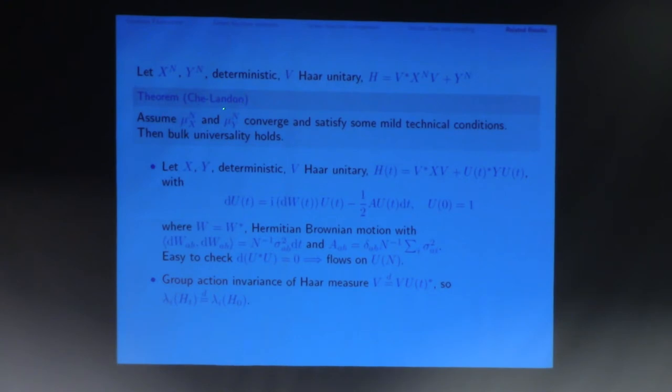And this is Benjamin Landon. And so they prove the following result. They prove that the bulk universality of eigenvalue distribution actually holds for this model. I was very happy that this is possible to do, because all the previous results were always based on some sort of magic Brownian motion. But here it's on the hard measure, and you still can do it.